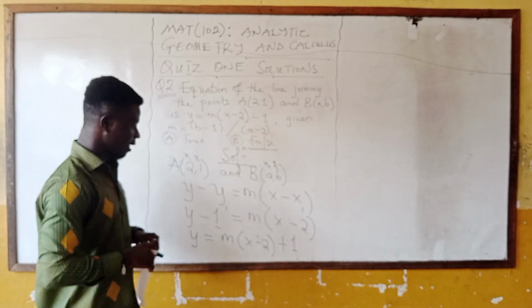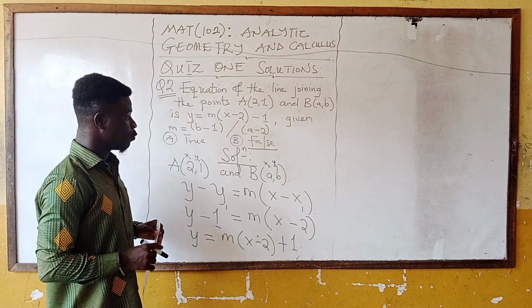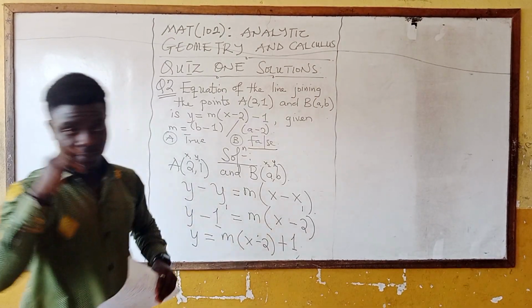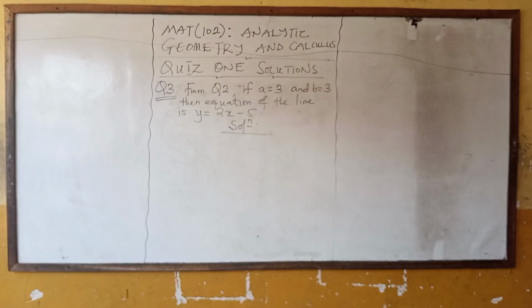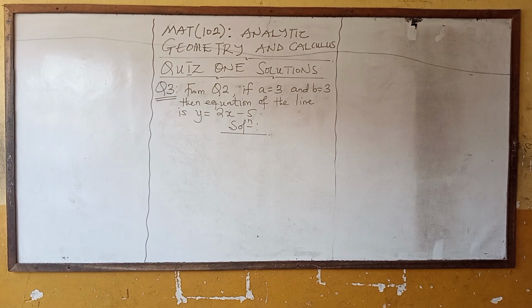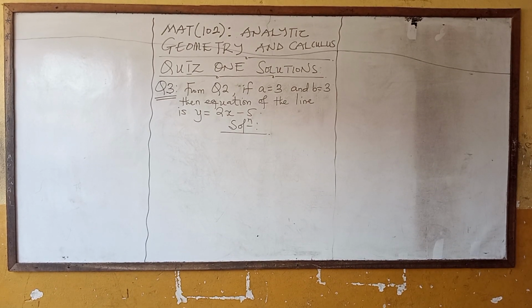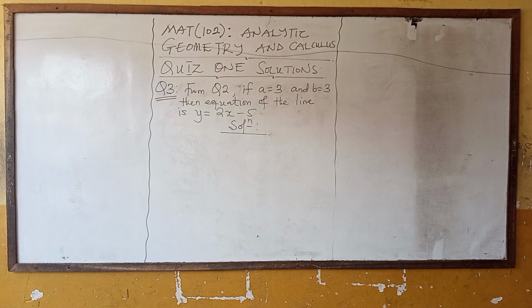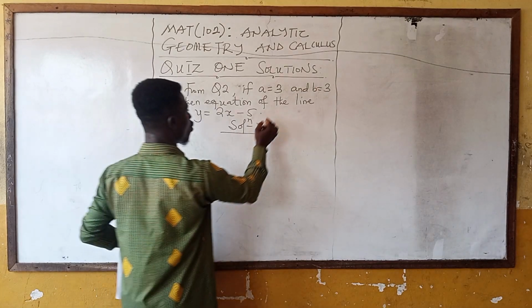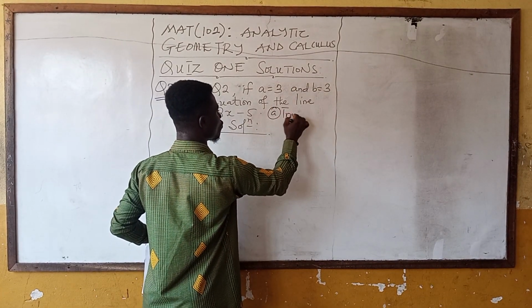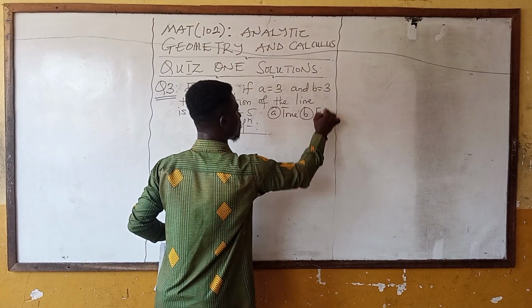Very, very well understood. Alright, so let's move on to our next question. Let's see question 3. From question 2, if A equals 3 and B equals 3, then the equation of the line is y equals 2x minus 5. So now we are saying, is it true or is it false? So, true or false.